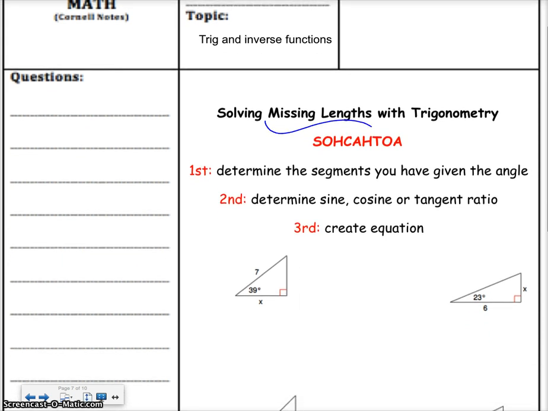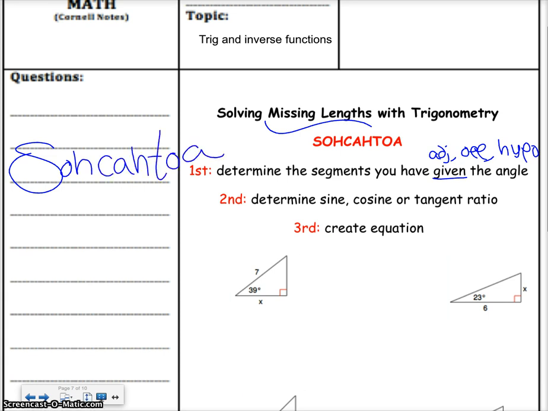The first thing you need to do is determine the segments you're given. That means, what are you given? Are you given adjacent? Are you given opposite? Are you given hypotenuse? Because that's going to help you know what to use for SOHCAHTOA.